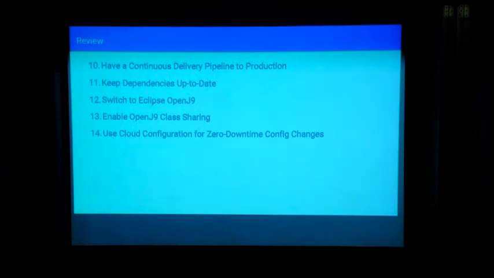Have a continuous delivery pipeline to production, keep dependencies up to date, consider switching to OpenJ9. Again, to the A/B testing point, that could be a great example. Let's have some instances running OpenJ9, let's have some instances in Corretto, let's have some in Hotspot, and actually see which ones are performing the best, and then switch to that one as appropriate. Also, class sharing.